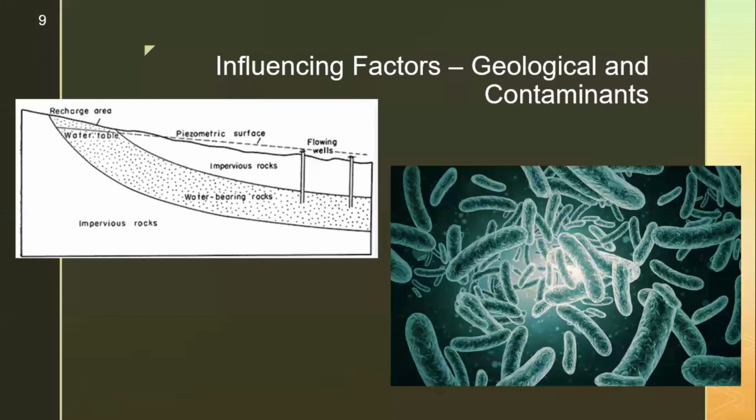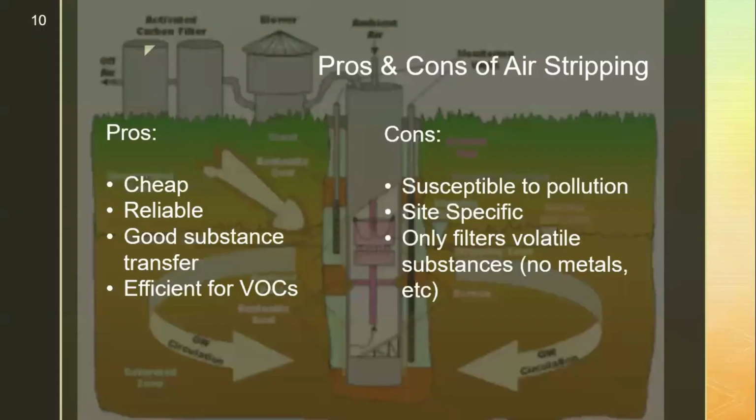There are influencing factors on the air stripping system, such as geological and contaminant characteristics, that have a big impact on the system's efficiency and effectiveness. A few pros of using the remediation method of air stripping include cost efficiency and a high reliability and efficiency of removing volatile organic compounds, commonly known as VOCs.